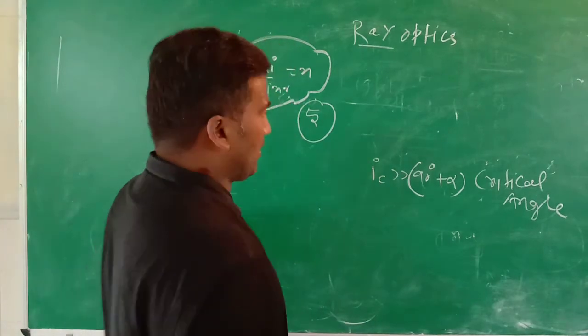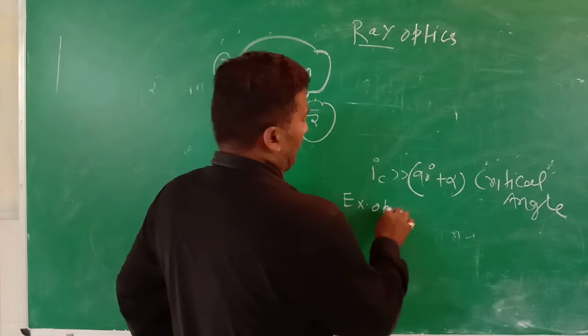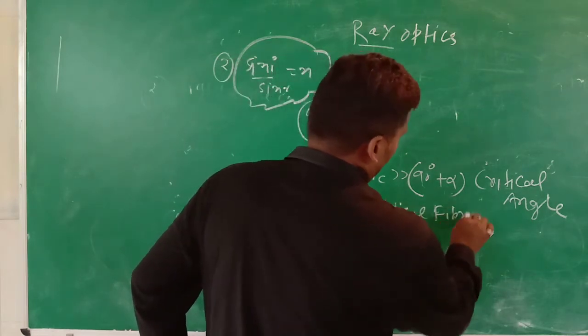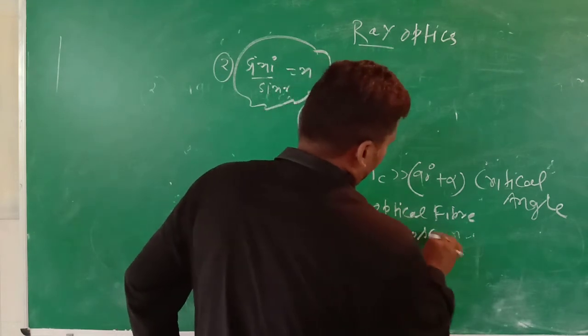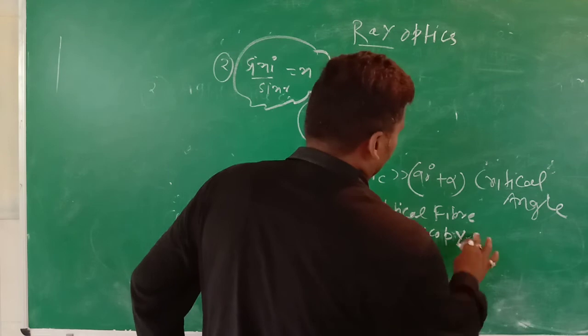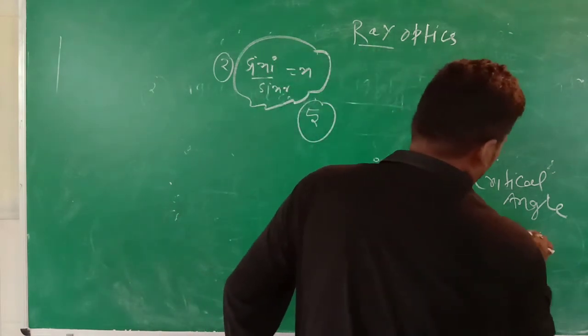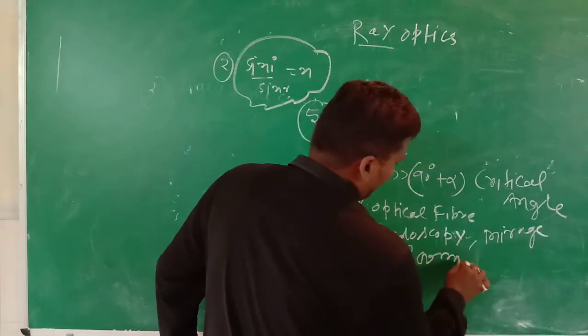The easiest example of total internal reflection is the optical fiber. Endoscopy, mirage, lumen, etc.